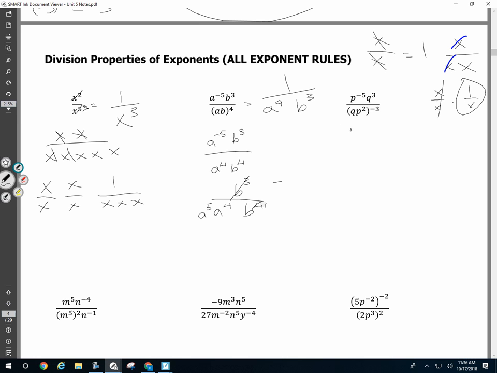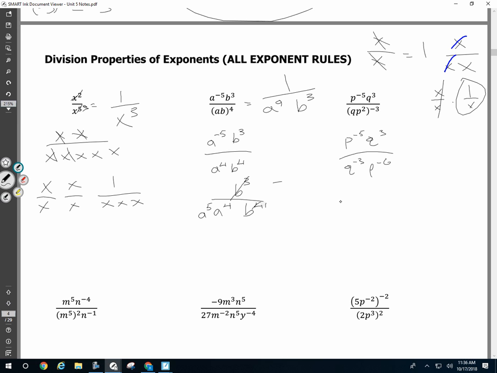The next guy, if you ever see a power to a power, fix that first. P to the negative 5 q cubed. Now this is tricky. There's 2 ways to do this. You can either kind of distribute in this negative 3 into both of them, or you can move all of this up. It's up to you. Let's just say we distribute it in like that.